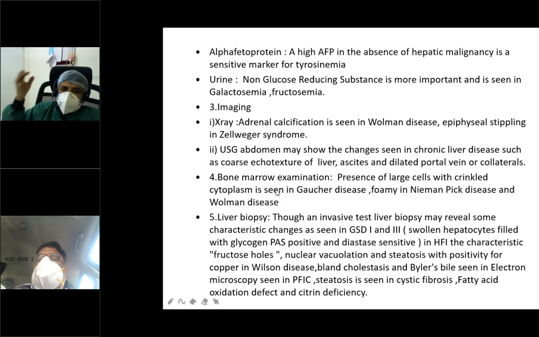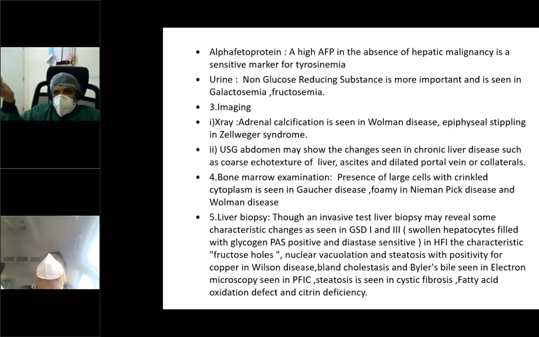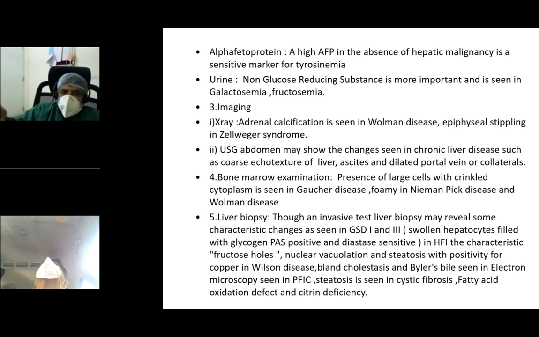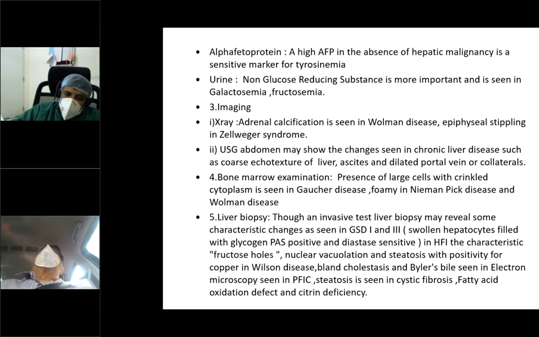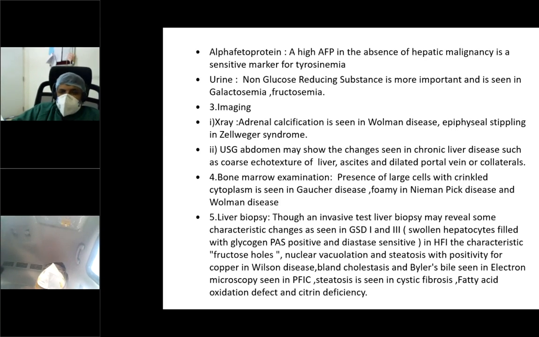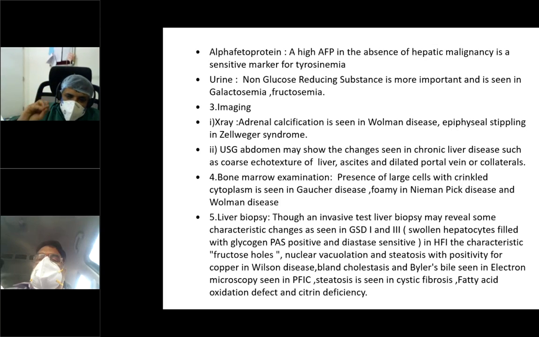Bone marrow examination: yes, we are going to look specifically for the storage cells that may be seen in case of Gaucher disease or the foamy cells that may be seen in Niemann-Pick disease and Wolman disease. And liver biopsy. Liver biopsy helps us to identify liver cirrhosis. It helps to identify the presence of cholestasis, etc.